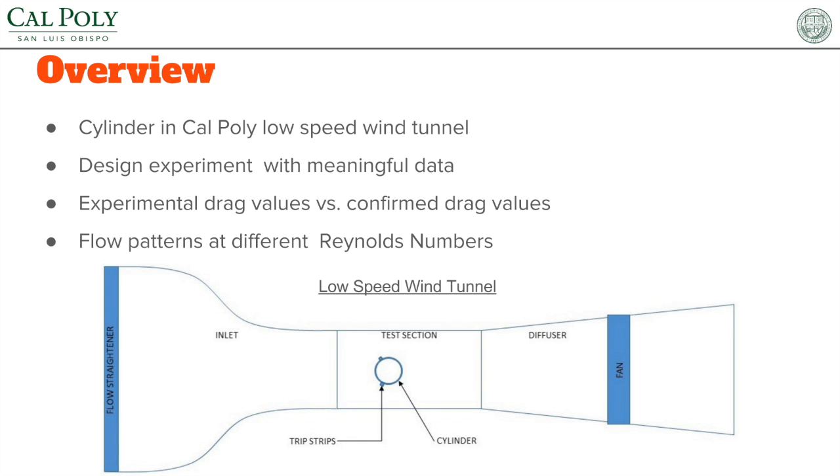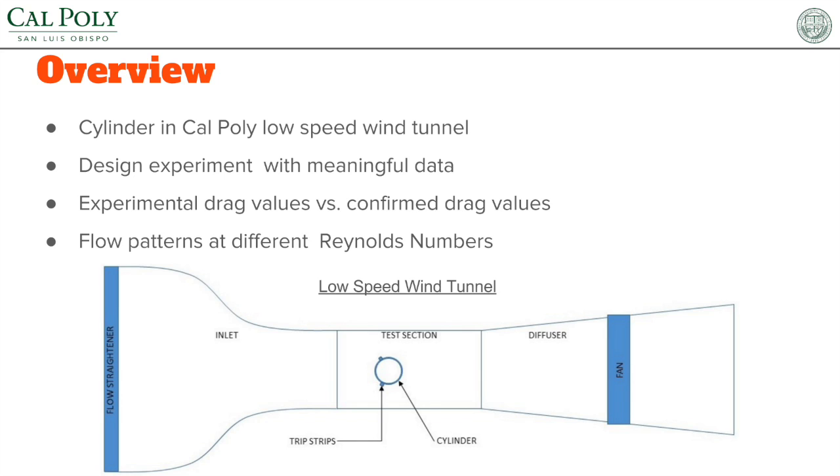For an overview of the experiment we conducted, we were testing a cylinder in the Cal Poly SLO low-speed wind tunnel as seen in the diagram at the bottom of the screen. Then we designed a test experiment that aimed to get meaningful data. The data was needed to compare experimental drag values to confirmed drag values and to analyze flow patterns at different Reynolds numbers.